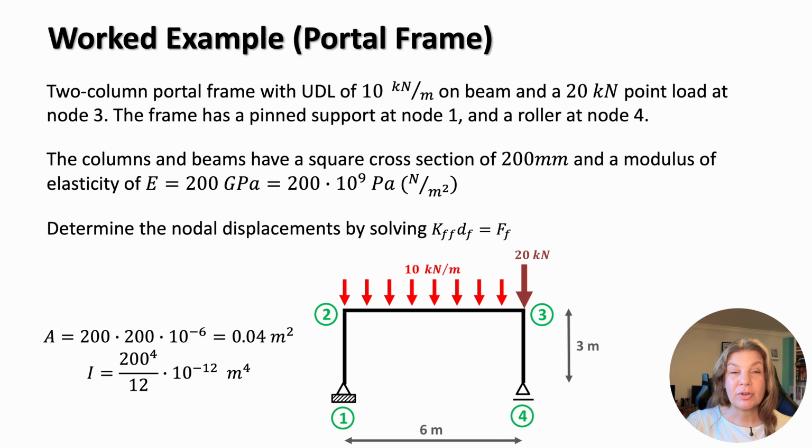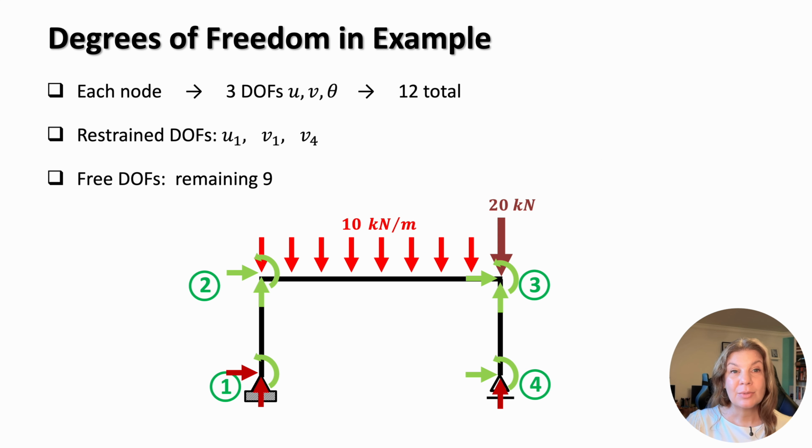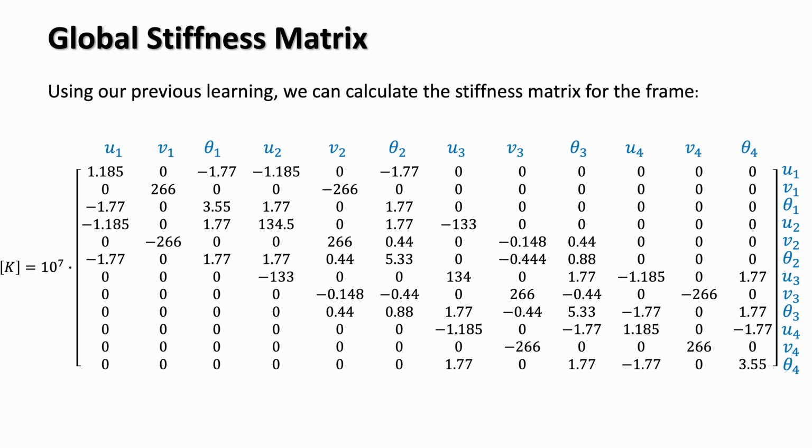This example demonstrates the complete workflow in which we'll determine the nodal displacements by solving the reduced stiffness equation. As we discussed earlier, each node of a 2D frame has 3 degrees of freedom, horizontal and vertical translations, and a rotation. With 4 nodes, the structure has 12 total degrees of freedom. The supports restrain U1, V1, and V4, leaving 9 free degrees of freedom to be solved. Using the same procedure as before, we assemble the global stiffness matrix for the frame.